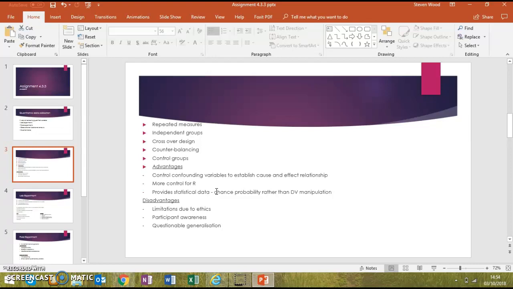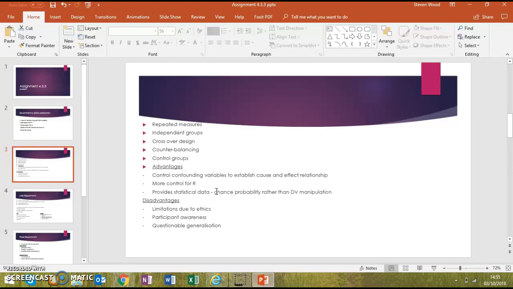Repeated measures is where the same participants are used in each condition, and independent groups is different to that, where you use a different unrelated group in the same condition to compare. The crossover design is where participants are exposed to more than one treatment, but the second condition could be affected by the first.